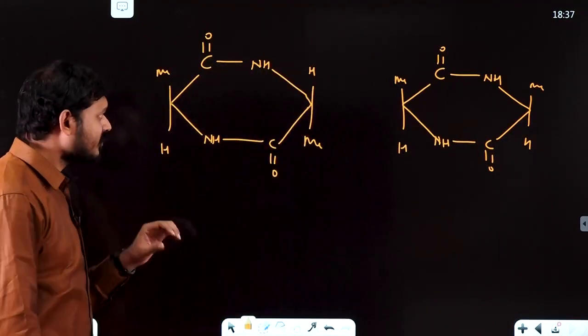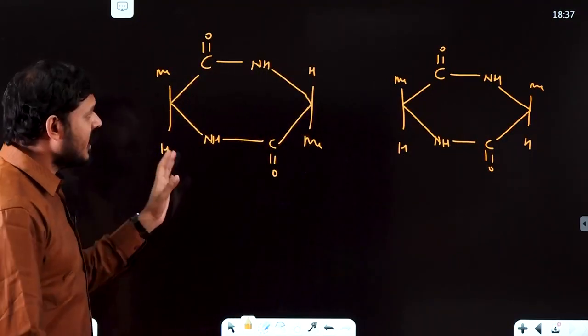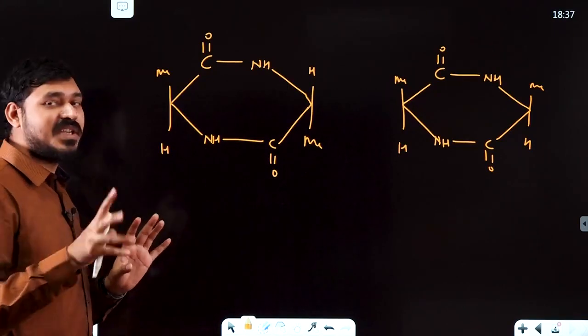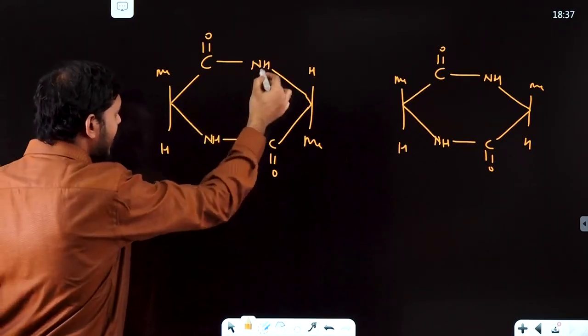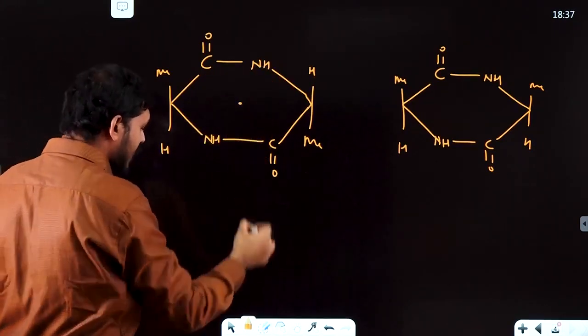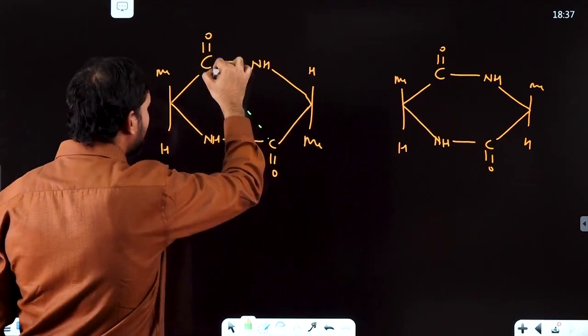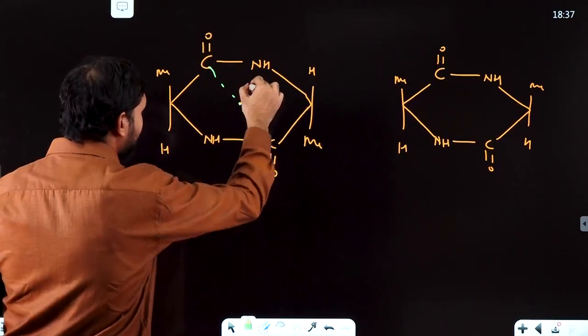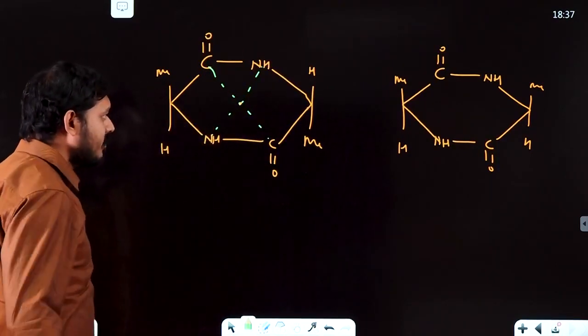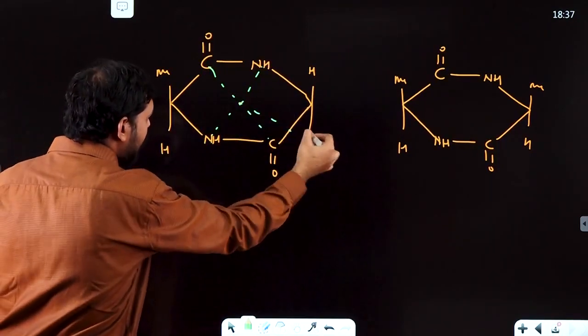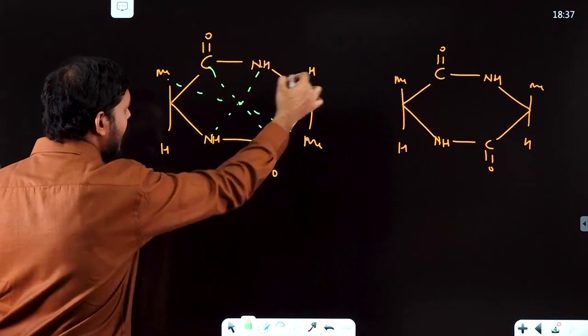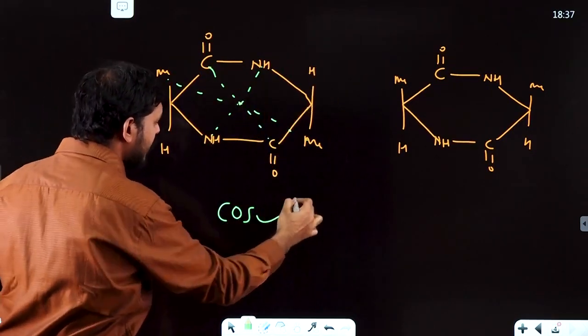Now here, if you observe perfectly in these questions, what is the change which I have done? CuNH, CuNH, from this center, this part and this part are exactly the same. This part and this part are exactly the same. This methyl and this methyl are the same, and hydrogen is the same. So here COS is present.